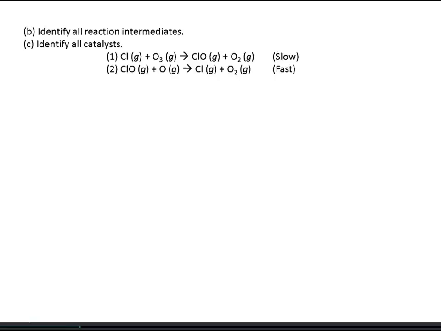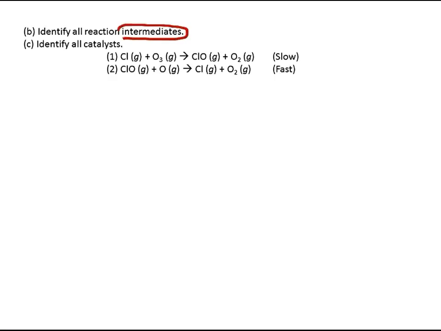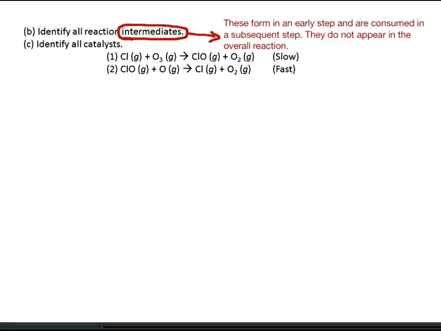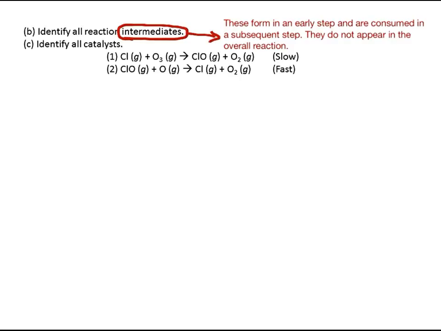Identify all reaction intermediates. We'll look at catalysts at the same time, so let's talk about what these two mean. An intermediate is a molecule that is formed in an early step and then is consumed in a subsequent step. Because it's formed and then consumed, you only really see what goes in and what comes out, and it appears that the intermediate was never there. We don't write it in the overall reaction equation. So in this example, ClO, chlorine monoxide, is the intermediate.